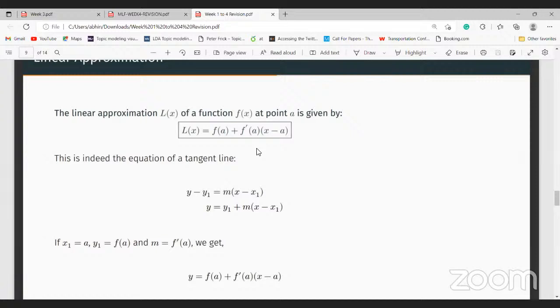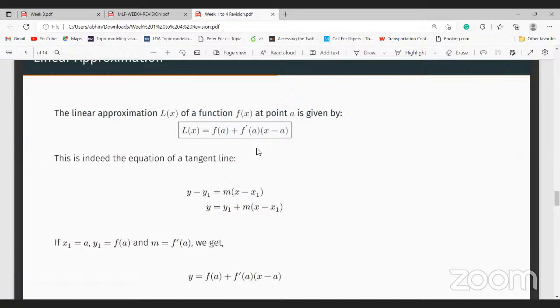So therefore, it is called linear approximation. You can very well find an analogy of this equation L(x) = f(a) + f'(a)(x - a) with the straight line equation. In a straight line, if you want to find the slope, how do you find it? (y2 - y1) divided by (x2 - x1). So instead of y2 put y, instead of x2 put x. So y - y1 = m(x - x1).